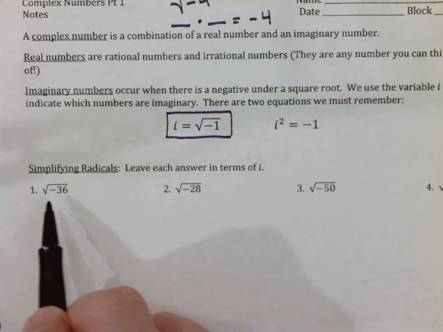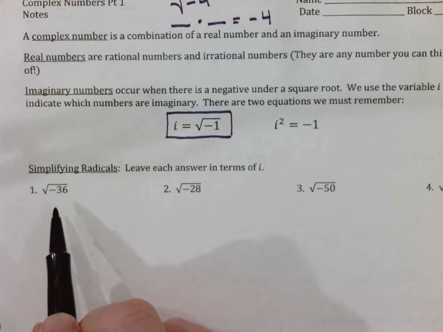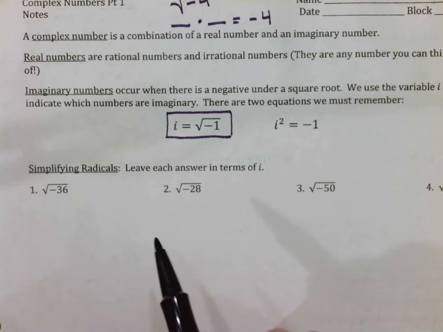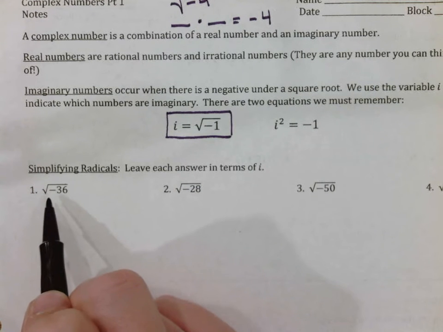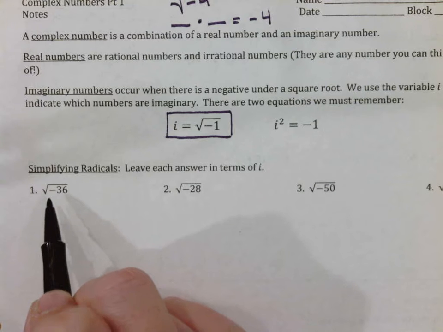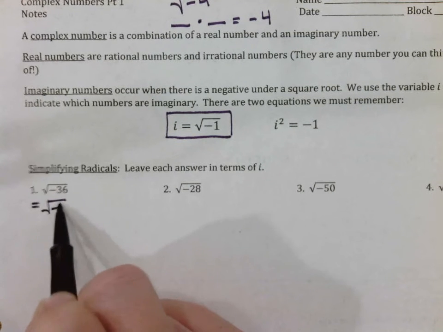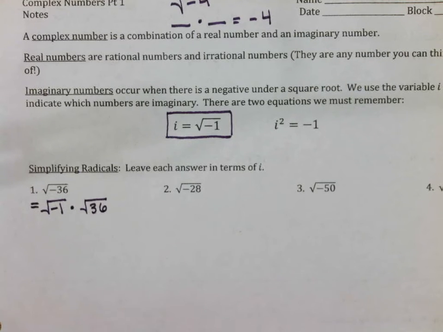So for number 1, we have the square root of -36. If we have the square root of +36, this would be a really easy problem. It would just be 6. But we have a negative, so +6 won't work, -6 won't work. We know we're dealing with imaginary numbers. So what we want to do is set it up like this. It's really equal to the square root of -1 times the square root of +36.